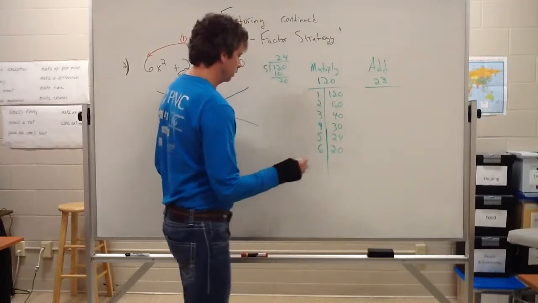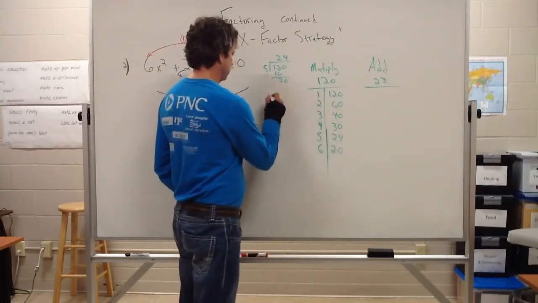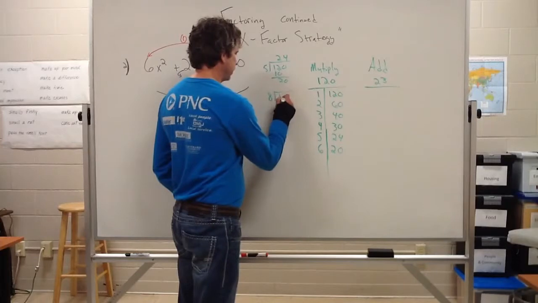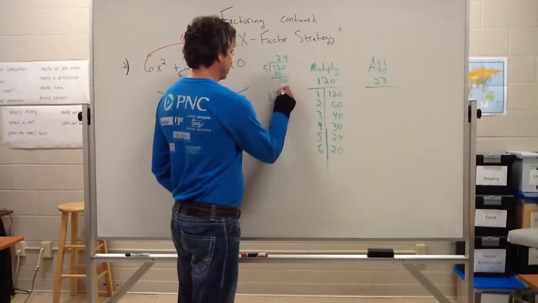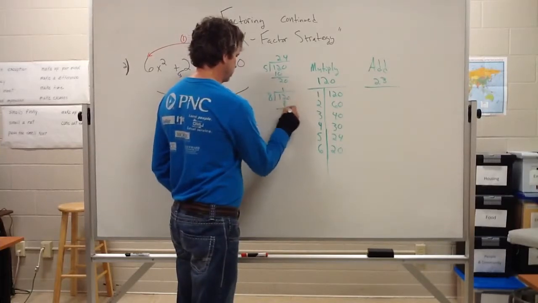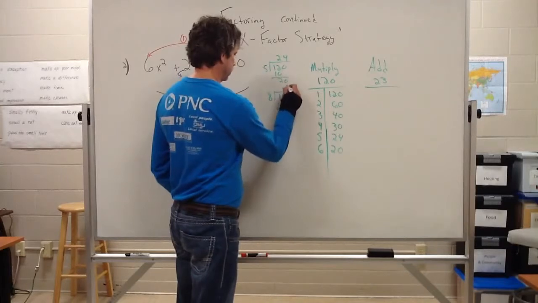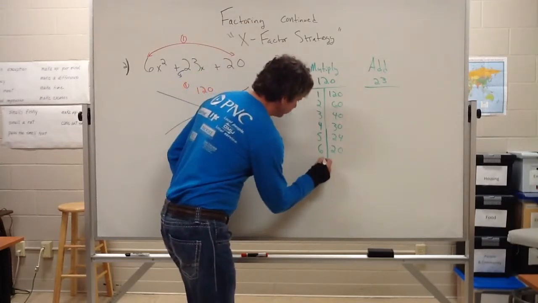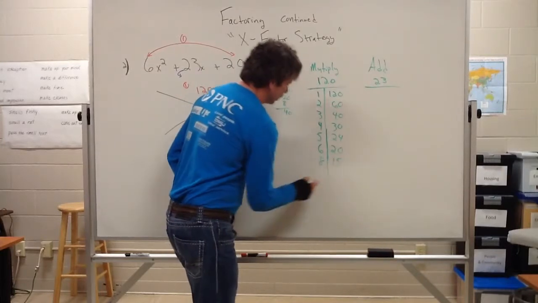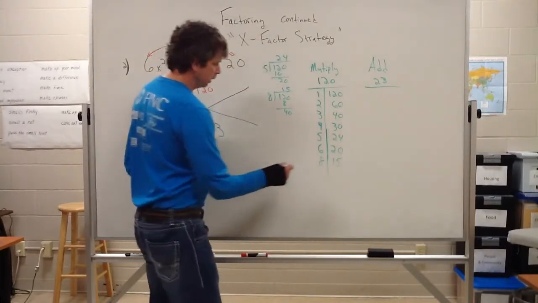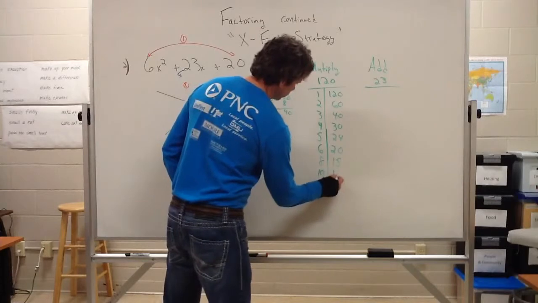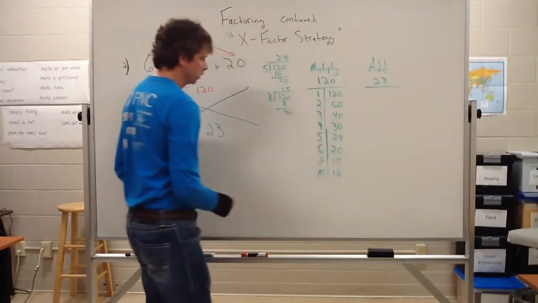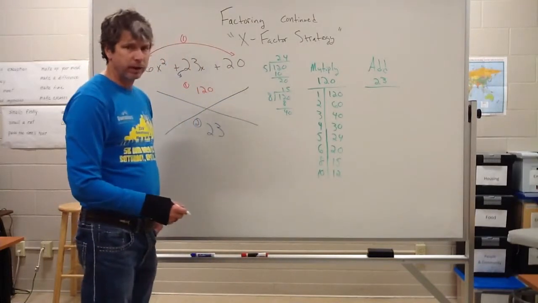7 doesn't work. Does 8 work? I'm going to have to do some more division here. I didn't bring my calculator with me. Yeah, so 8 times 15 does work. 9 does not. 10, yeah, 10 times 12 is 120. And 11 does not work. I had a bunch of factors for 120.